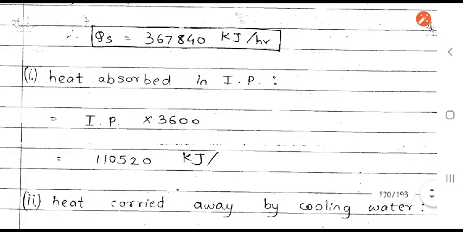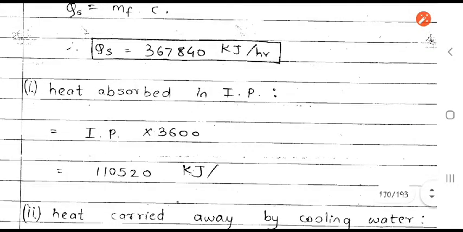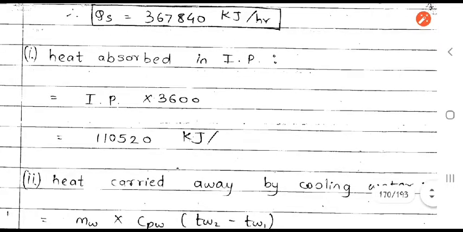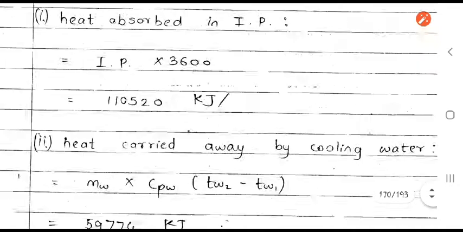Then the first one, Roman one, is that we have to calculate heat absorbed in indicated power. We have the formula indicated power into 3600. Here we have multiplied by 3600 because we are going to calculate the heat balance sheet on an hour basis. The things are given in hours, so multiplied by 3600 seconds for 1 hour, we can get the value as 110520 kilojoule per hour.